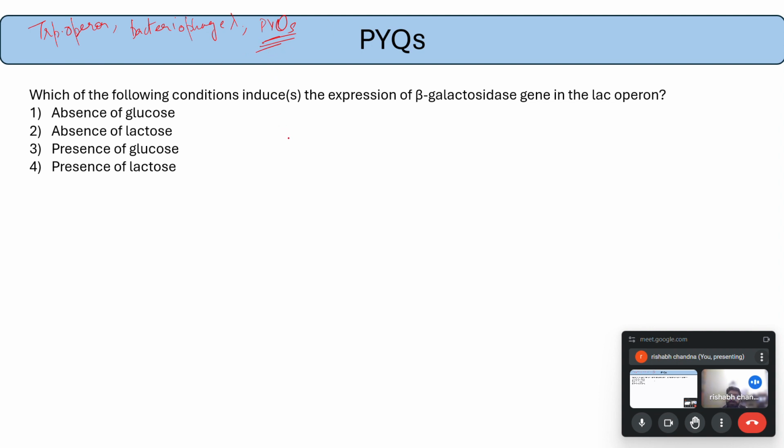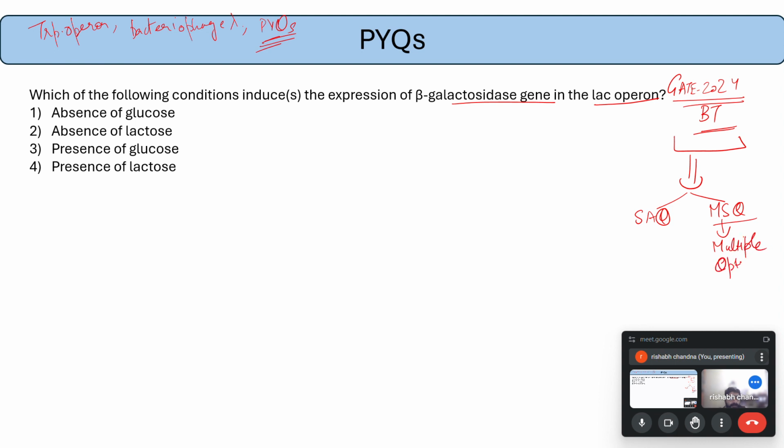So this was a question that was recently asked in GATE 2024 BT. Which of the following conditions induce the expression of beta galactosidase gene in the lac operon? GATE also has two kinds of questions: one is single select, single answer, and one is multiple select questions. In this case, multiple options can be correct, so keep this in mind while answering.